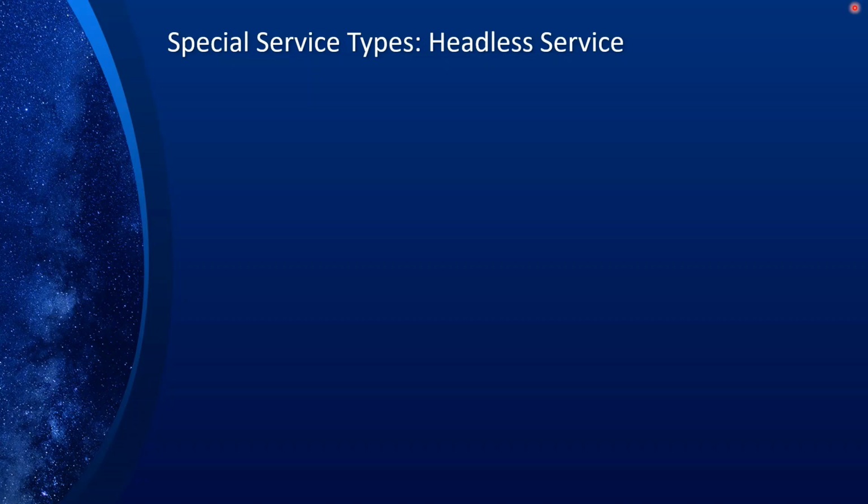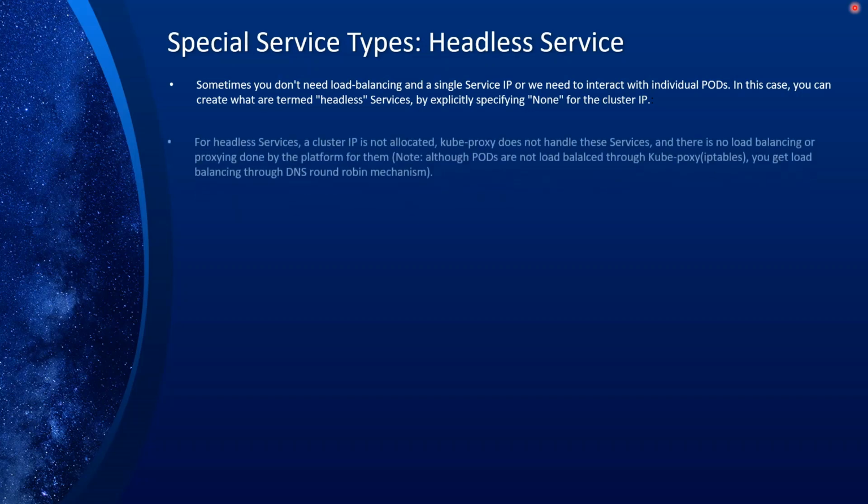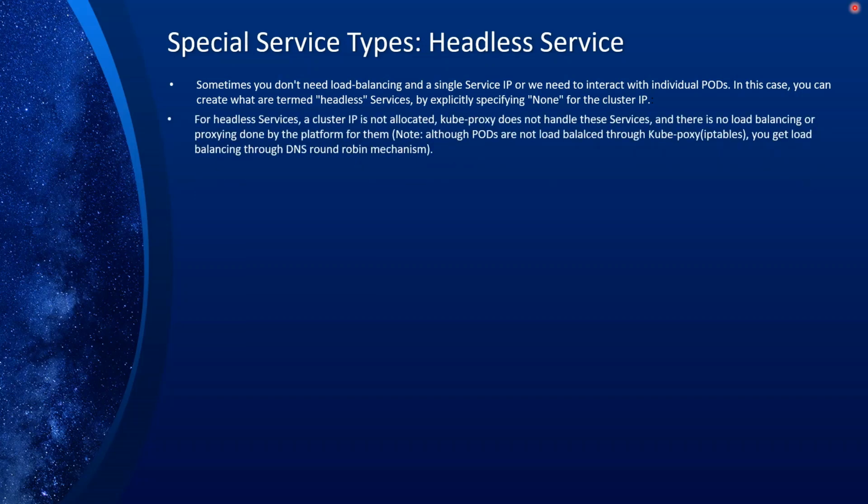The last category of services that we looked at today are called headless services. Sometimes we don't need load balancing, maybe we don't need a single IP, but we do need to interact with individual pods. In those cases, we can create what is called a headless service by explicitly specifying None for the ClusterIP. When we create a headless service, a ClusterIP is not allocated, and kube-proxy does not handle these services, and there's no load balancing or proxying done by the platform.